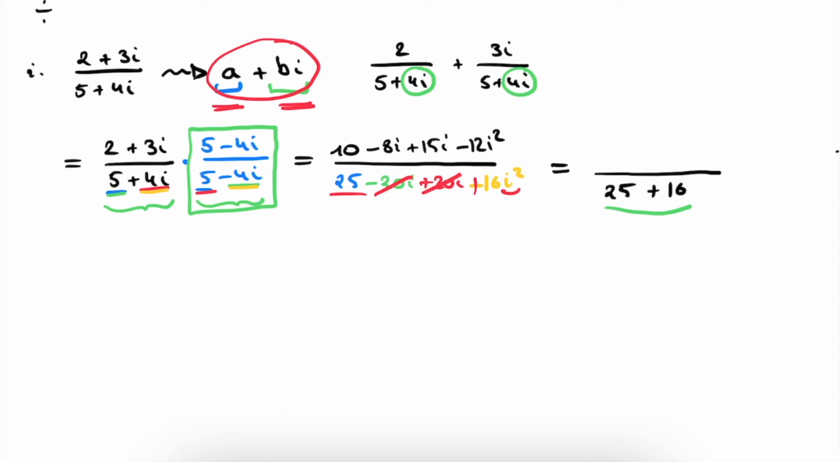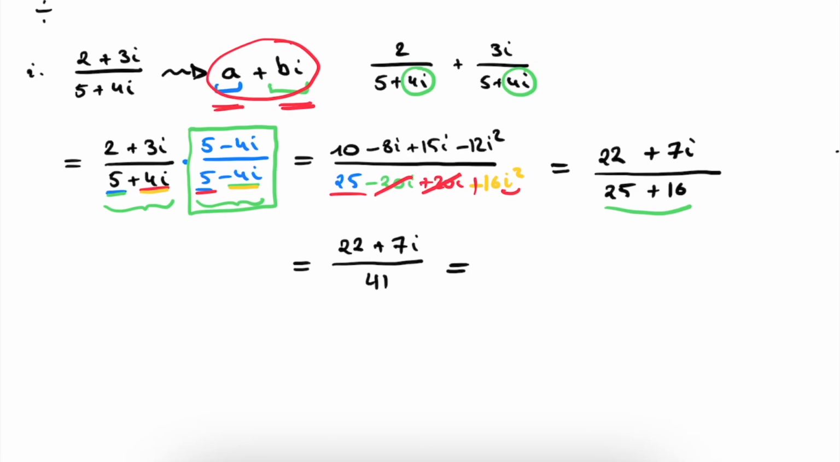In the enumerator, we simply get 22, which is this 10 plus minus 12 times i squared. This i squared becomes a minus 1, so minus 12 becomes plus 12. And we add to this 7i, which is simply minus 8i plus 15i. And we see that we now exactly have what we wanted. In the enumerator, we have a complex number, 22 plus 7i, and in the denominator, we have a purely real number, in this case 41.